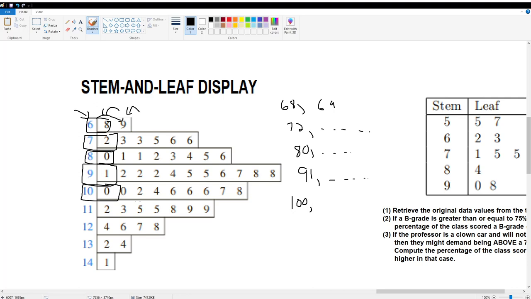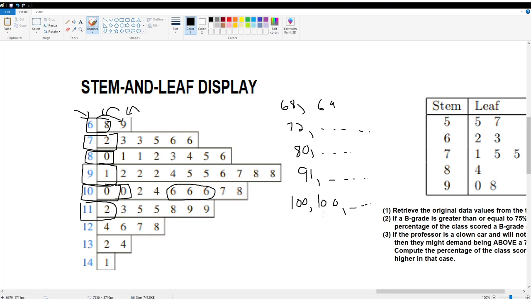Notice, though, we have 2 zeros. This doesn't mean we have a data value of 1,000. It means we have 2 100s. So if you see the same leaf repeat itself, we have duplicates of the data values. You can see we have 3 6s in here, so we have 3 106s.